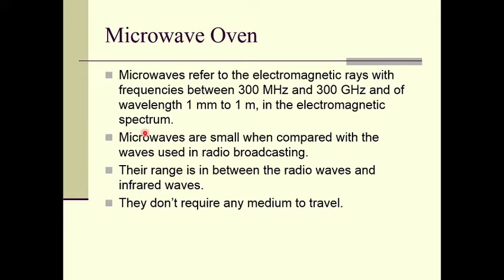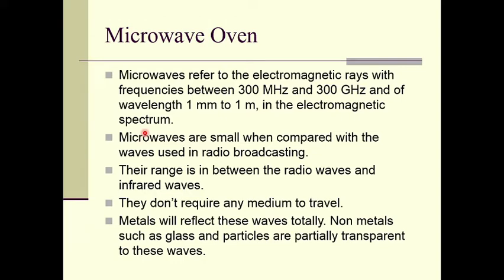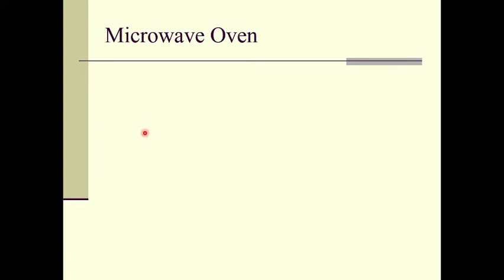They don't require any medium to travel, right? We know that microwaves or any electromagnetic radiation doesn't need any medium to travel. Metals will reflect these waves totally. Non-metals such as glass and other particles are partially transparent to these waves. So when microwaves are incident on metals, they will be reflected back, and on non-metals such as glass and other particles they are partially transparent, and therefore we can have various applications of microwaves. The microwave oven is one of the applications.